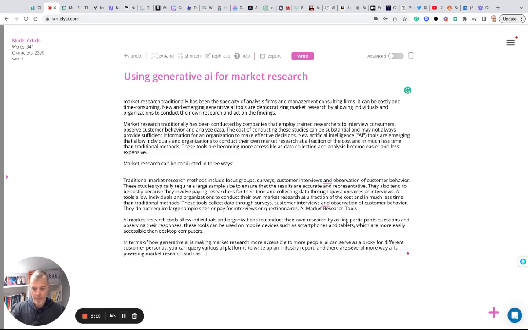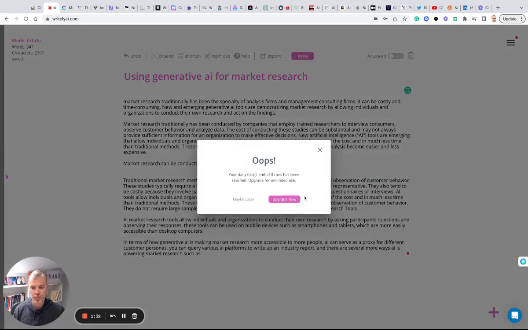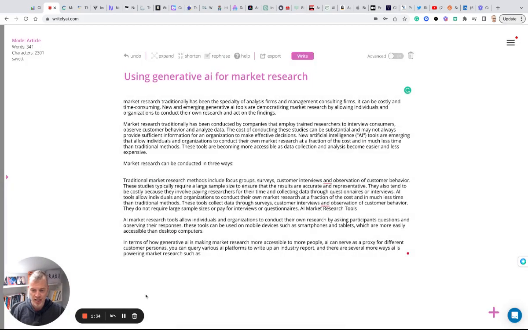Okay, so I've added some more words here, basically saying, in terms of how generative AI is making market research more accessible to more people, AI can serve as a proxy for different customer personas. You can query various AI platforms to write up industry reports. And there are several more ways AI is powering the market research, such as, and there I ended it. So I've tried to retarget it onto talking about specifically AI generative market research. Let's see if that produces, so I've run out of my daily trials. It's asking me to upgrade.